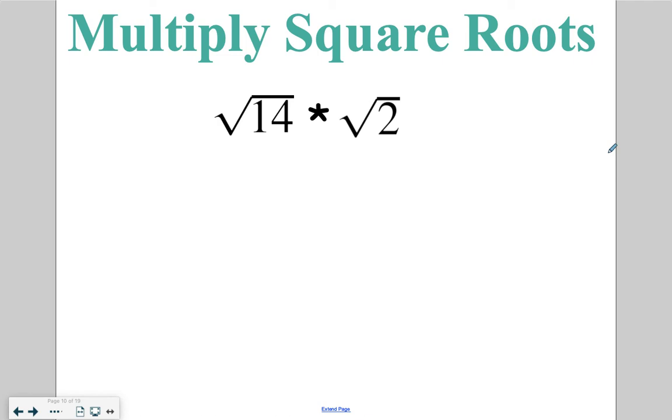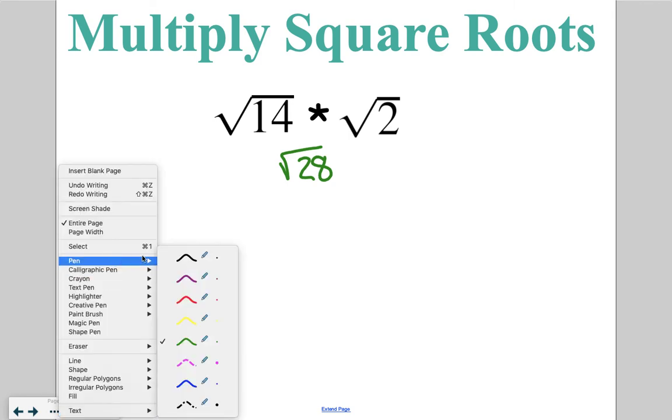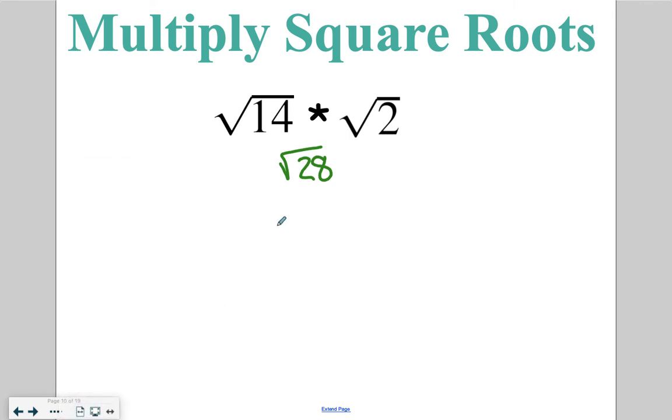Here we have to do multiplication before we can even start solving the problem. You're going to go ahead and start by doing 14 times 2. So we've got the square root of 28. Now that is what we are trying to simplify. If you look back on that list, 28 can be divided by 4. So you end up with the square root of 4 and the square root of 7. The square root of 4 is 2. So we end up with 2 square roots of 7 as our final answer for this problem.